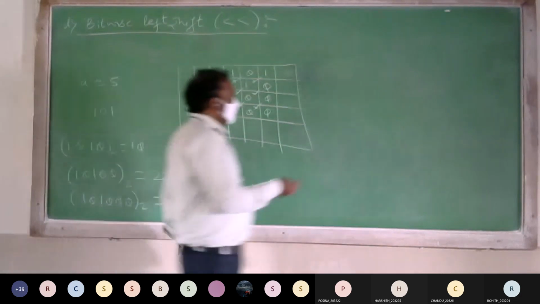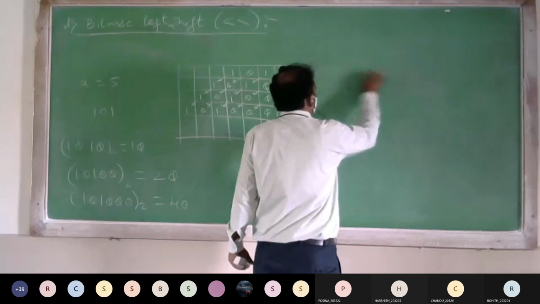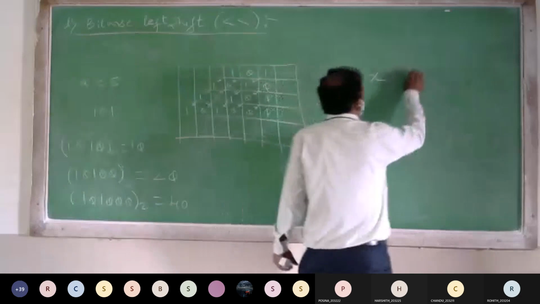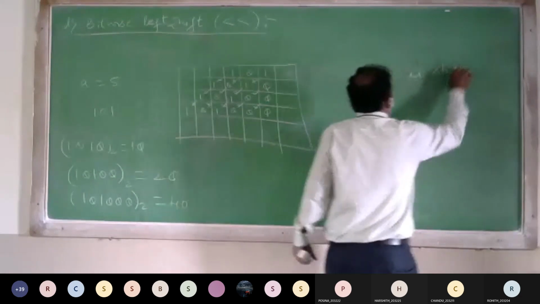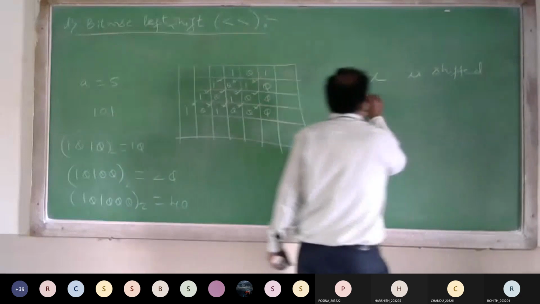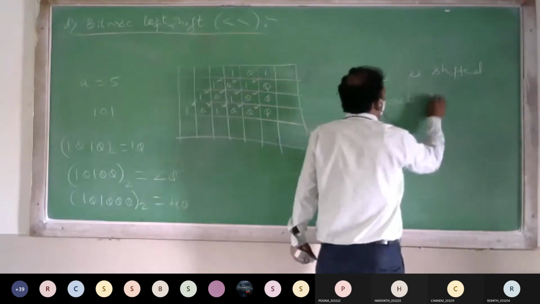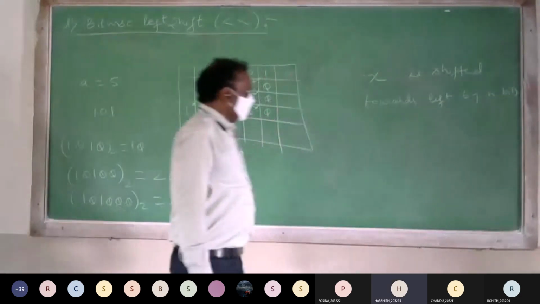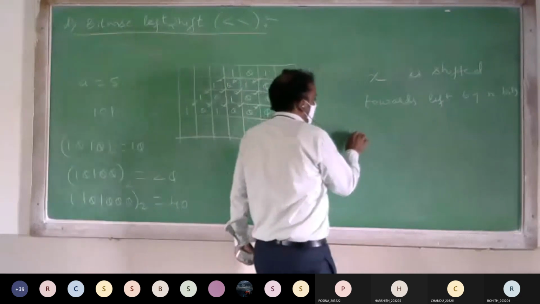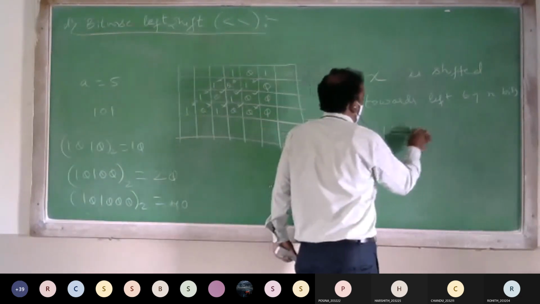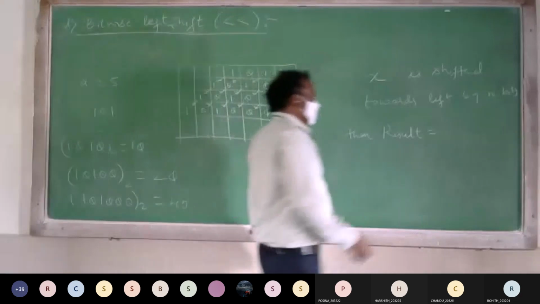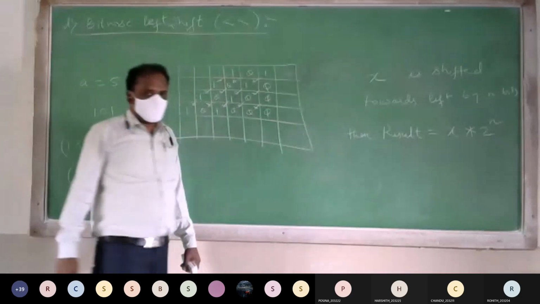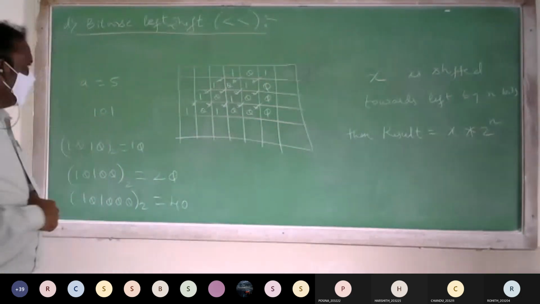So, in general, if a number x is shifted towards left by n bits, then the result will be equal to x into 2 power n.